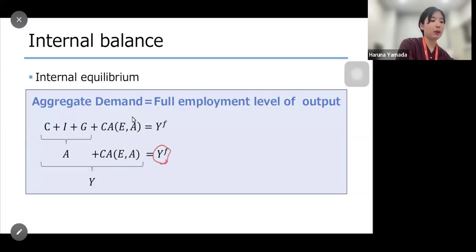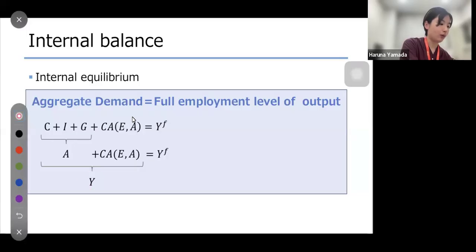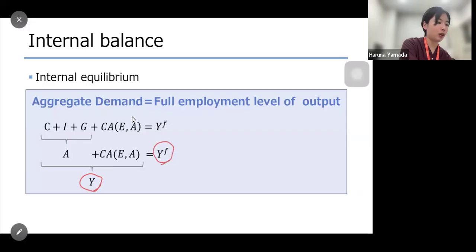Recall that this current account is dependent on the exchange rate and absorption. YF is the full employment level of output. And here, A plus CA, we let A plus CA as Y. So this is simple Y, and this is YF, full employment level of output. So aggregate demand Y should be equal to the full employment level of output YF.